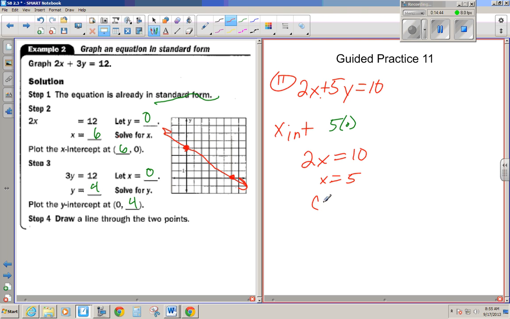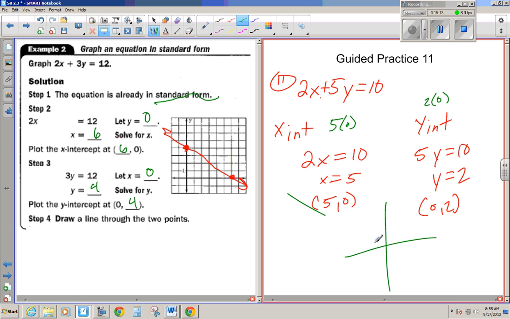So 5, 0. Now let's do the y-intercept. This time we don't care about x. 5y equals 10. Y equals 2. 0, 2 is my y-intercept. Because remember, all we did was we said that 2 times 0 just disappears. So let's draw our graph.